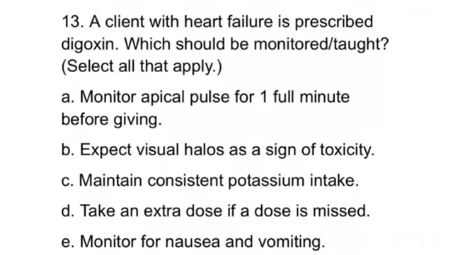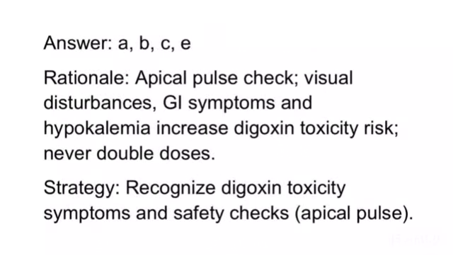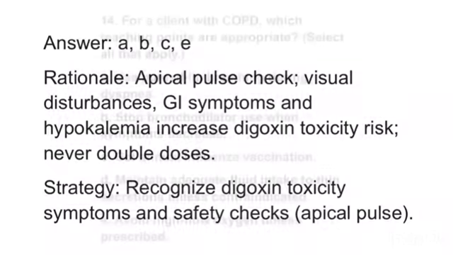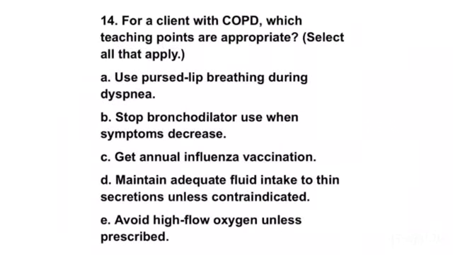E. Monitor for nausea and vomiting. Answer: A, B, C, E. Rationale: apical pulse check, visual disturbances, GI symptoms, and hypokalemia increase digoxin toxicity risk. Never double doses. Strategy: recognize digoxin toxicity symptoms and safety checks. Apical pulse.